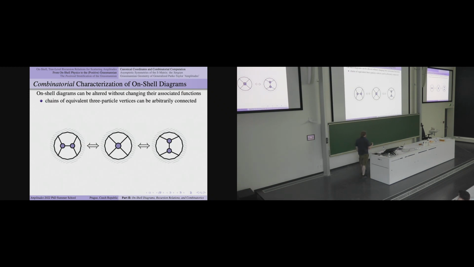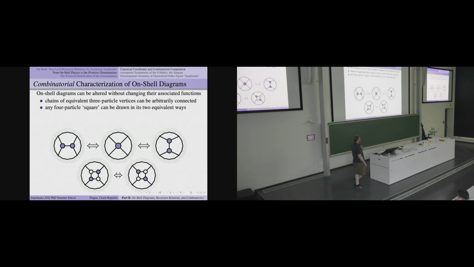And that way, you can always talk about bipartite graphs where there are only edges between blue and white vertices. I'm not going to take that attitude in this talk, mostly because I like the 3-particle vertices. But the other one, and this is the much less trivial identity, is actually a consequence of BCFW.